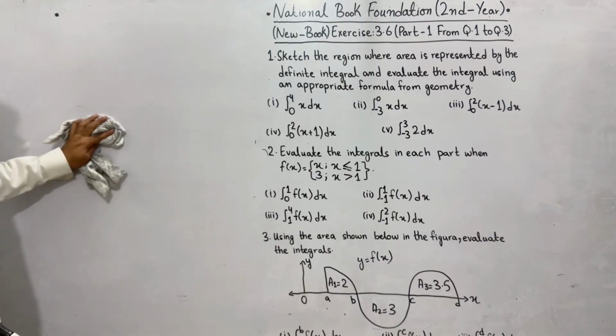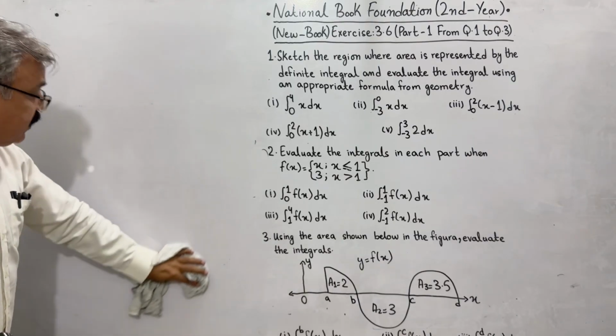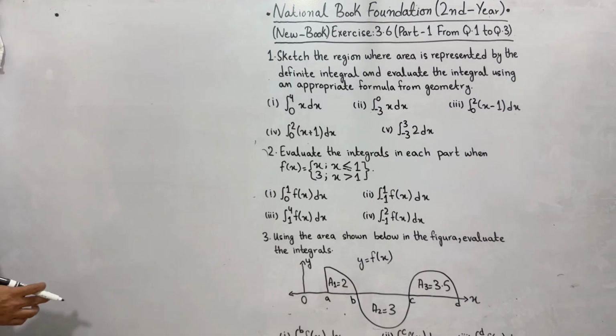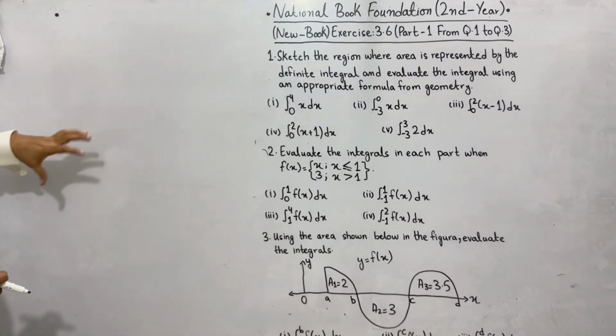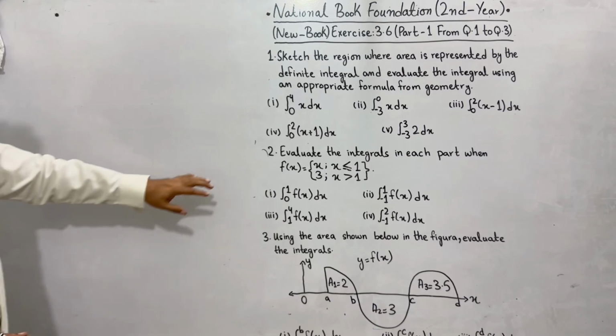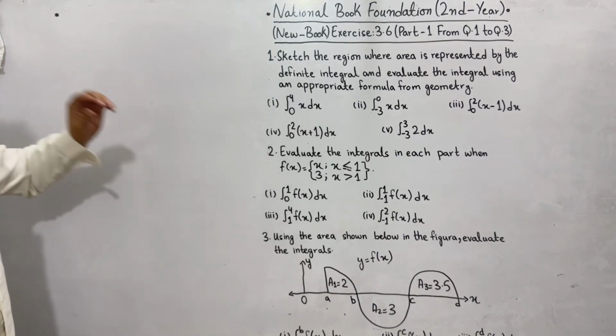Mostly, our regular figures have formulas for their areas. Whenever they have an irregular shape, then our definite integral is going to assist us, help us to find its area. Question number 2. It's a piecewise function.